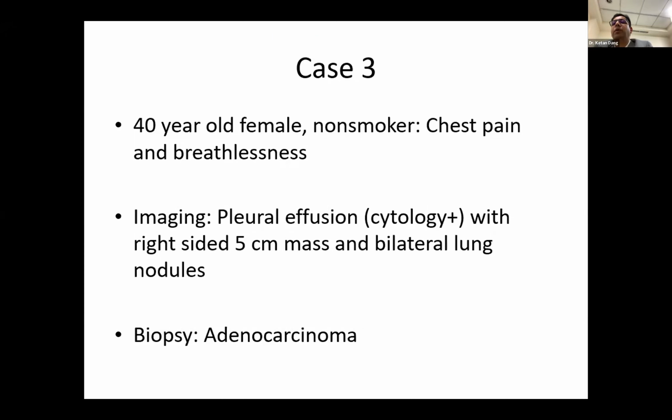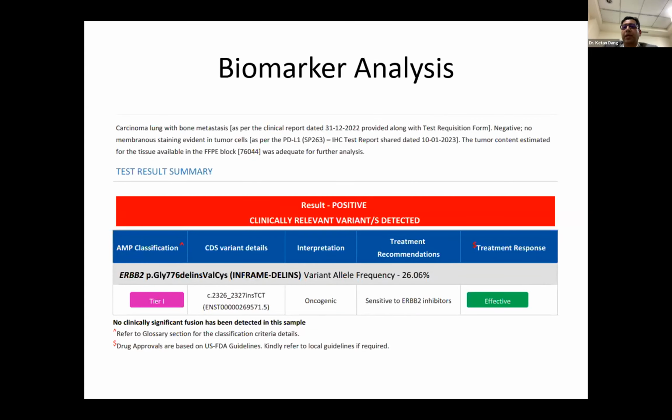Another case of a 40-year-old female non-smoker with chest pain and breathlessness, pleural effusion cytology positive for malignant cells, 5 centimeter mass, and bilateral lung nodules, biopsy adenocarcinoma. The biomarker analysis showed ERBB2 mutation with a variant allele frequency of 26%. The report stated that the patient will be sensitive to ERBB2 inhibitors. It was an oncogenic mutation. Dr. Vamshi, any comments on these findings? If you can make us wiser on this.